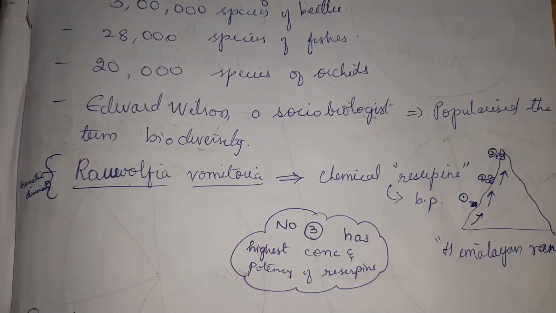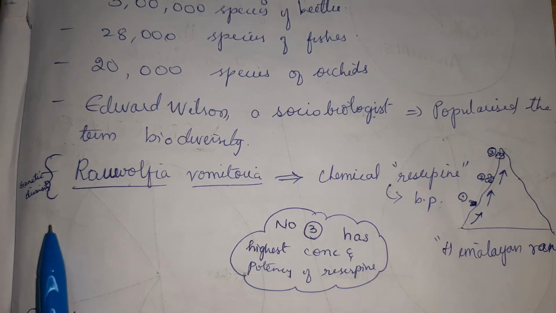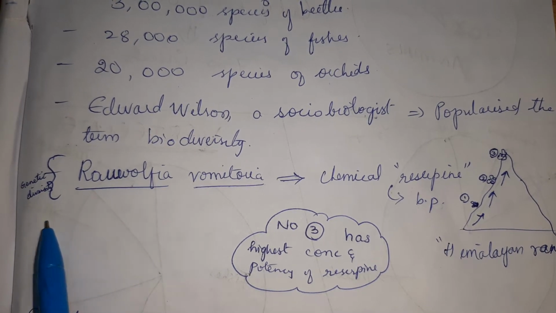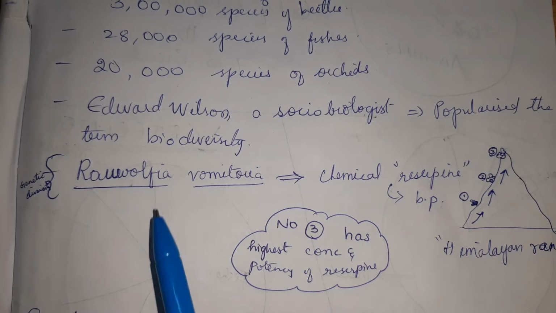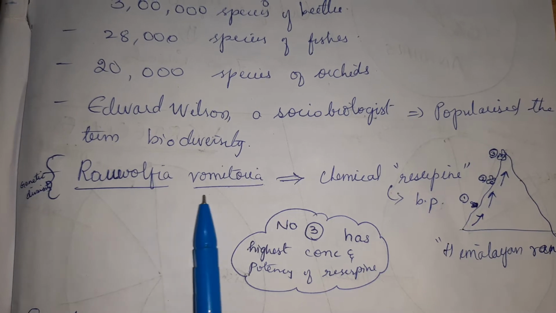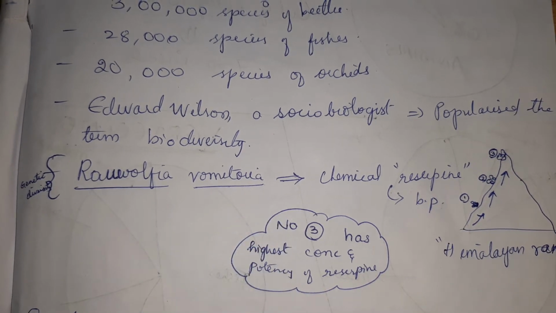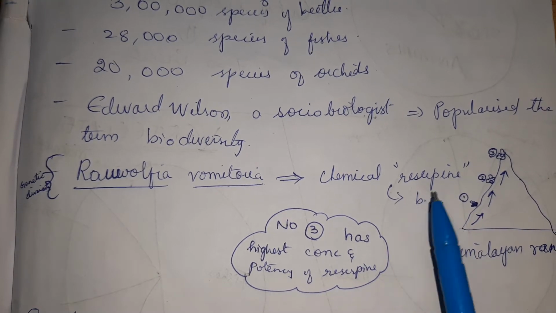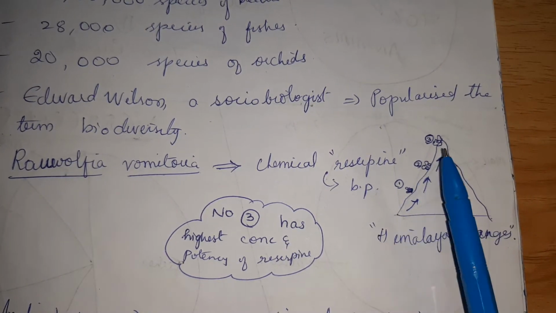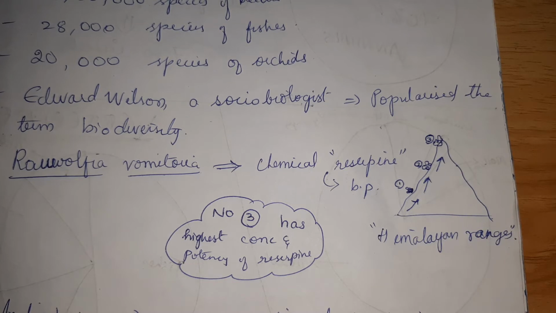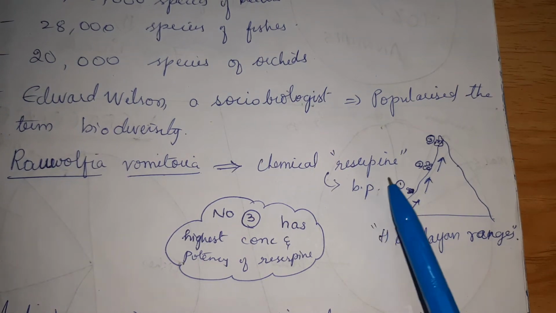Now, in this chapter, you have a term called genetic diversity. Genetic diversity means diversity within the same species. For example, the example given in our textbook is of Rauwolfia vomitoria. This produces a chemical substance known as reserpine, which is used to control BP. It is present in the Himalayan ranges.